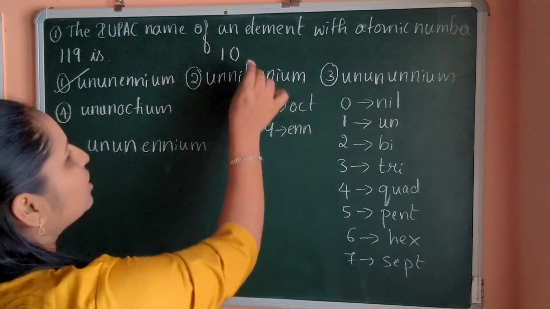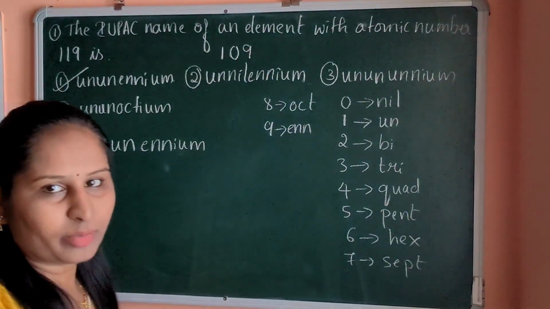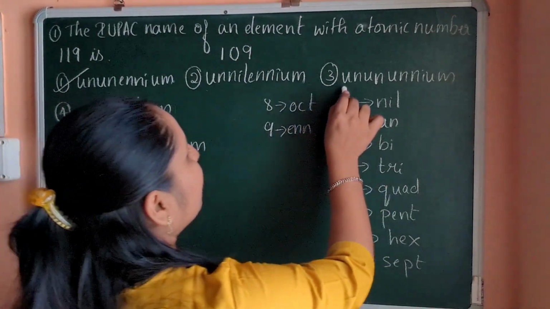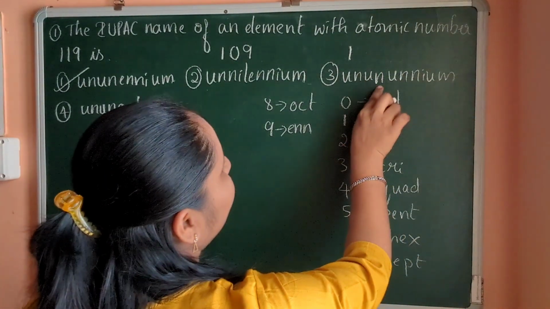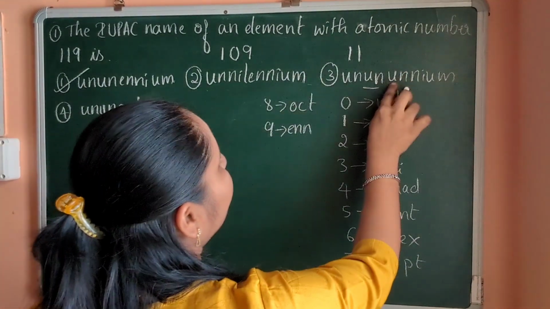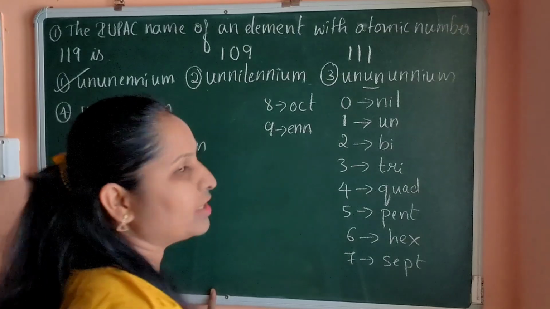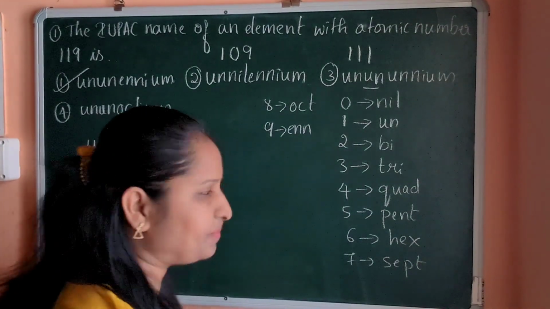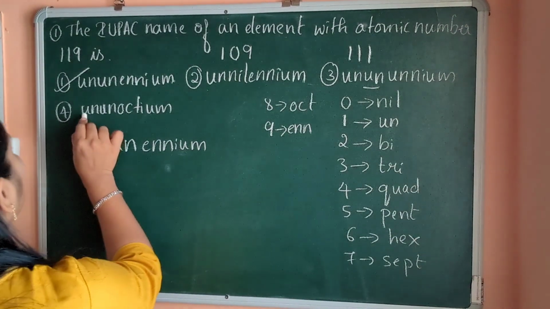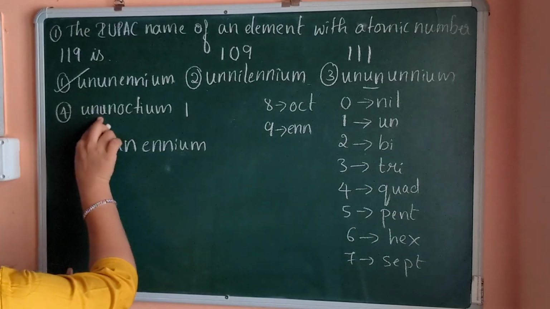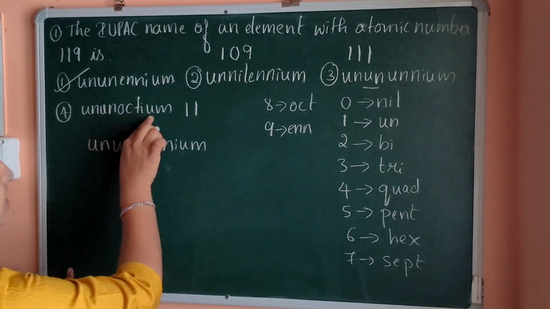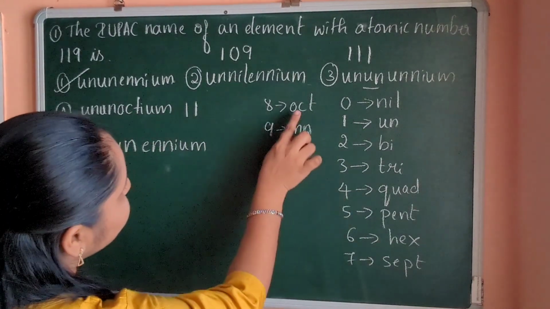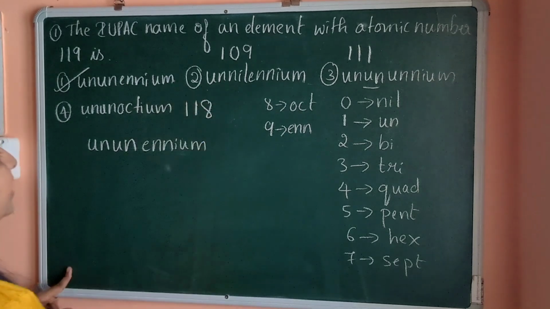Enn means it is 9, so it is atomic number 109. Then here un is there, 1. Again un is there, so again it is 1. Again un is there, 1. So 111 is the atomic number. Here un is there, 1, and again un is there, 1. But octium is there. Oct means 8. So it is atomic number 118.